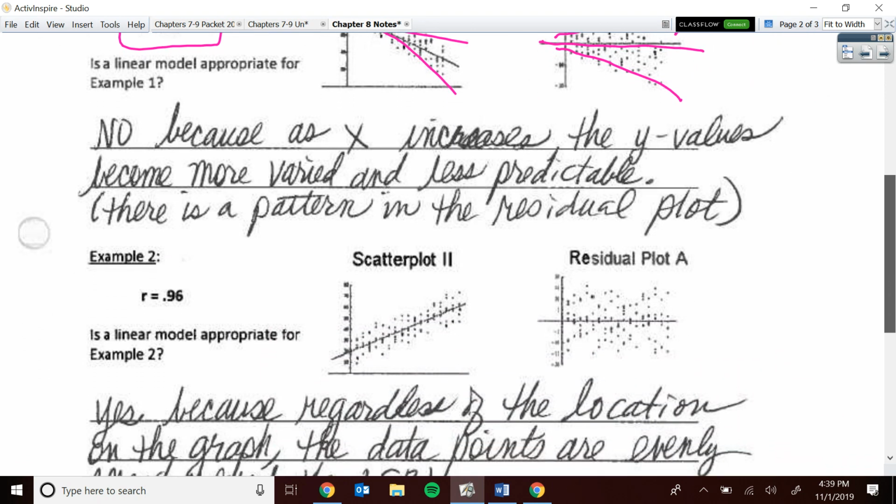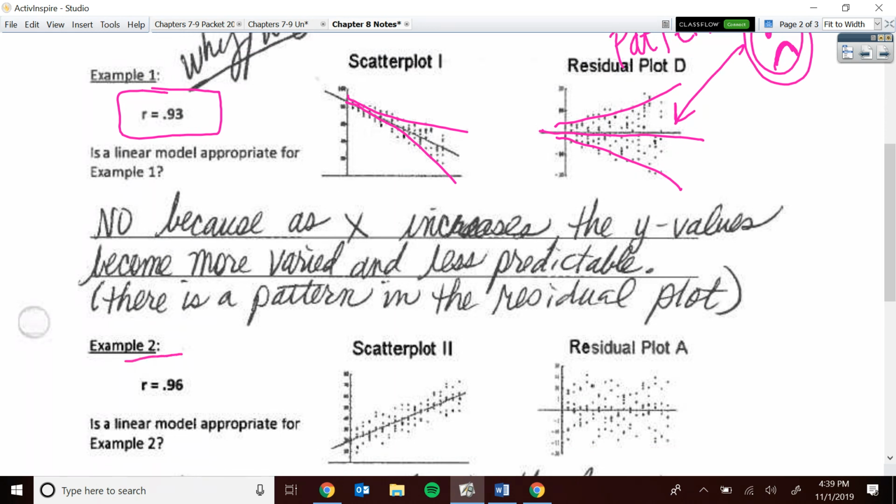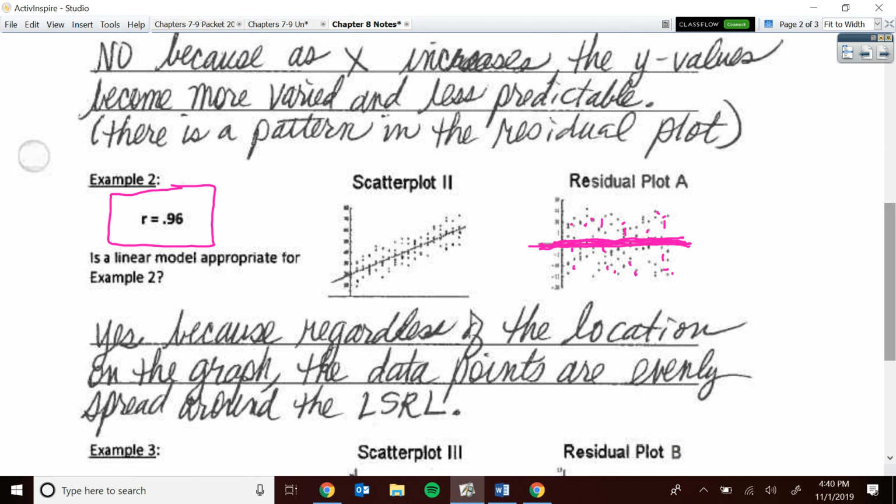Okay, let's look at example 2. This is one where I have a very strong correlation, and this is one where I had the random scatter on either side of the line. So I'm feeling as though no matter what the X value is, I'm going to be able to consistently give an adequate prediction of the Y value. Regardless of the location on the graph, the data points are evenly spread around the least squares regression line. So I would feel comfortable making predictions using a linear model for this. A linear model is appropriate.